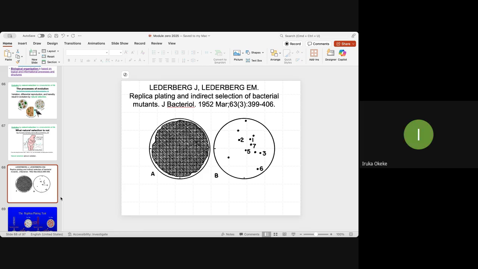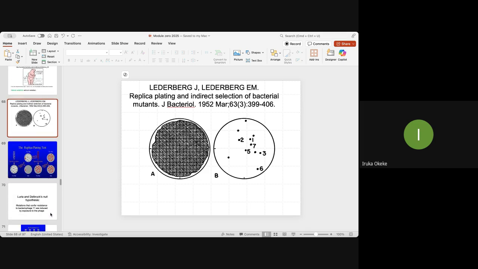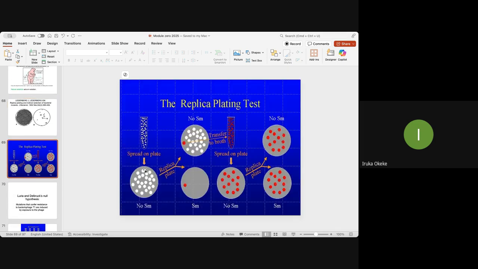So here is how Lederberg and Lederberg tested the hypothesis. They grew up the culture, and then they plated it on a plate without streptomycin. So sensitive bacteria plated on a plate with no streptomycin. And then they made a block of wood that was the same size as the plate. Let me put on my camera and just show you this.